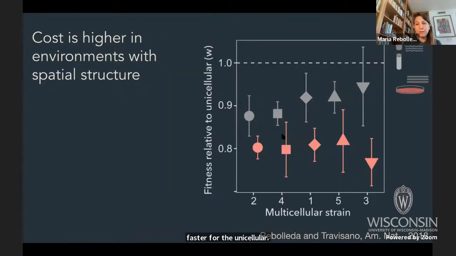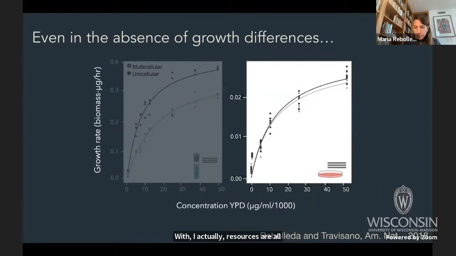However, when we do this competition, we see that multicellularity is even more costly in these spatially structured environments where resources are all localized. But when we measure growth, we don't see any difference between single cells and multicellular organisms on these plates. And that kind of makes sense because a single cell is going to grow like a colony on these plates, and it's going to look very similar to a multicellular aggregate, where the cells at the center of the colony are not getting resources.